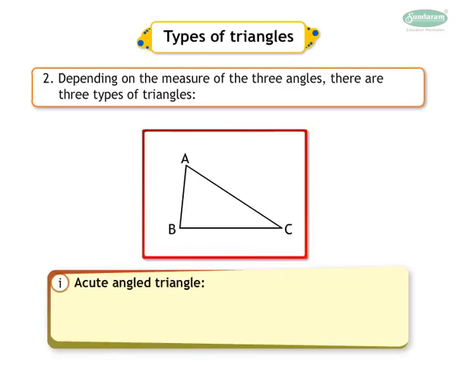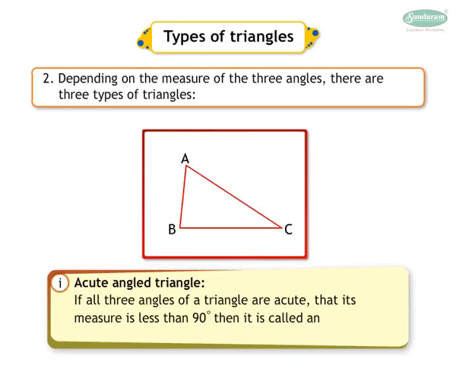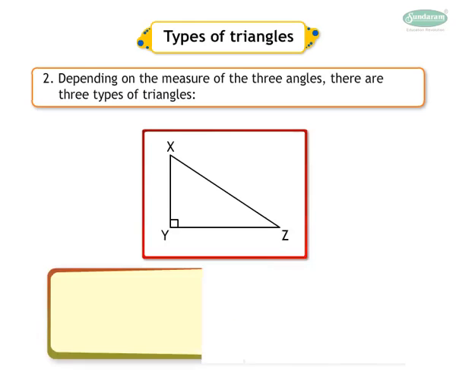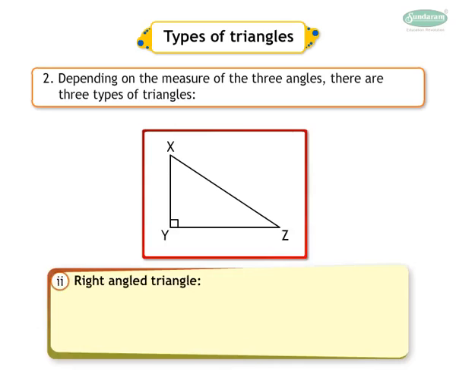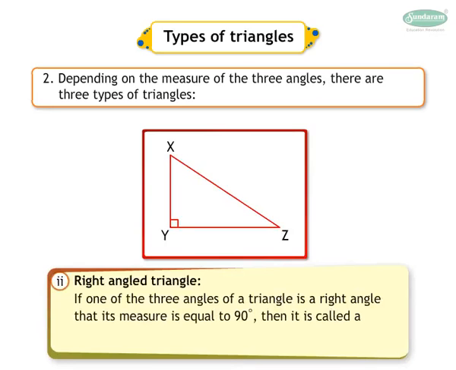1. Acute angled triangle. If all three angles of a triangle are acute, that is, its measure is less than 90 degrees, then it is called an acute angled triangle. 2. Right angled triangle. If one of the three angles of a triangle is a right angle, that is, its measure is equal to 90 degrees, then it is called a right angled triangle.